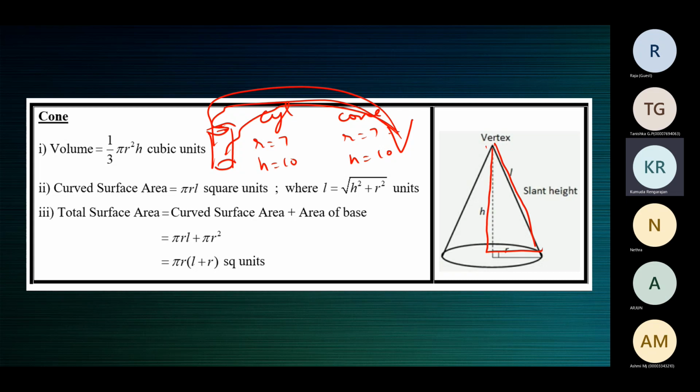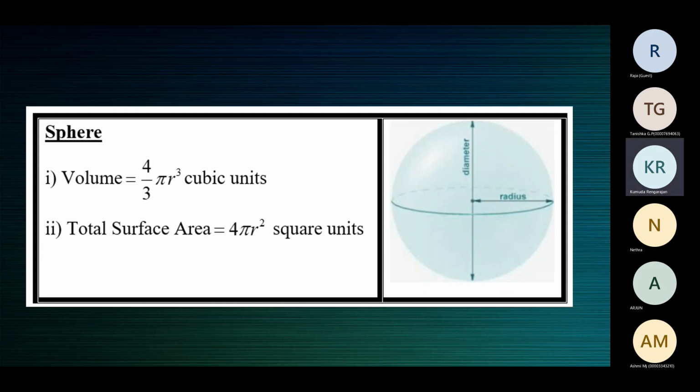Now again, here Pythagoras theorem. Everywhere we have been using Pythagoras theorem. So here also, by Pythagoras theorem, L is equal to root of h square plus r square. Any questions, children, here? Clear, ma'am. No, ma'am. Next is a sphere.